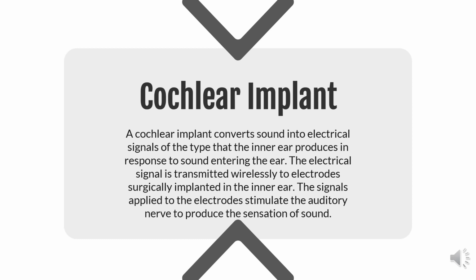In case the inner ear hair cells cause hearing loss, it will be good if we replace them with an artificial stimulation device. This device is a cochlear implant. The cochlear implant converts sound into electrical signals of the type that the inner ear produces in response to sound entering the ear. The electrical signal is transmitted wirelessly to the electrode surgically implanted in the inner ear. The signals applied to the electrodes stimulate the auditory nerve to produce the sensation of sound.